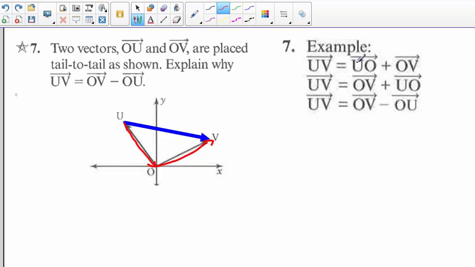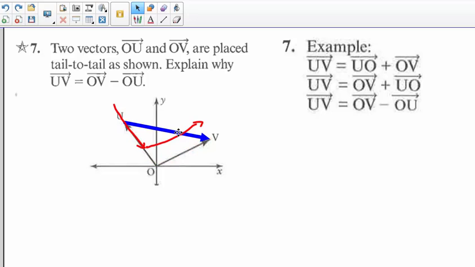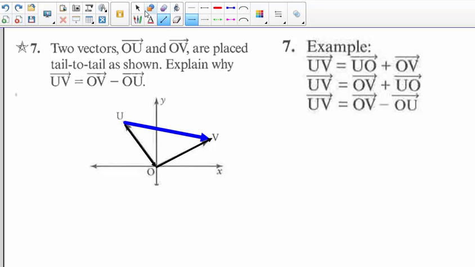This is the answer from the back of the book. Go along UO, then travel along OV. So UO to OV makes perfect sense. Knowing that we have vectors, we certainly can do this in another order. Let's try this again. So we've got our UO here. We've got our OV here.